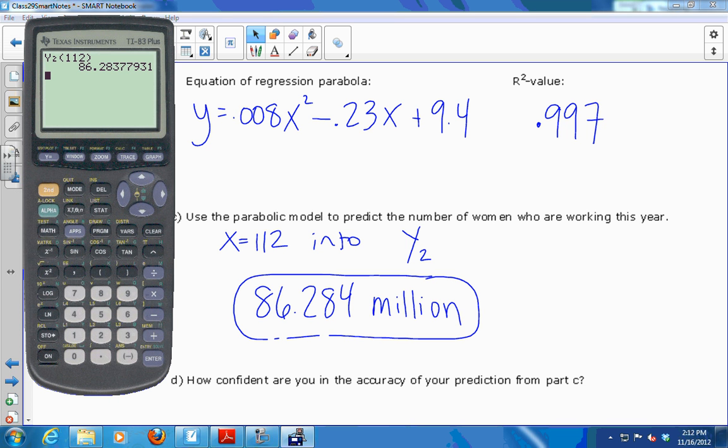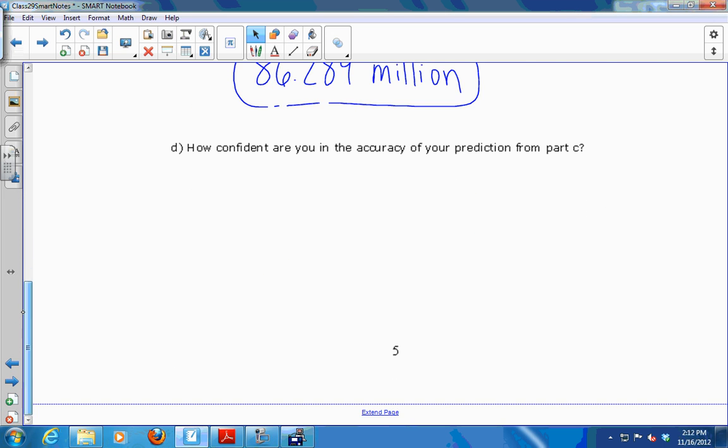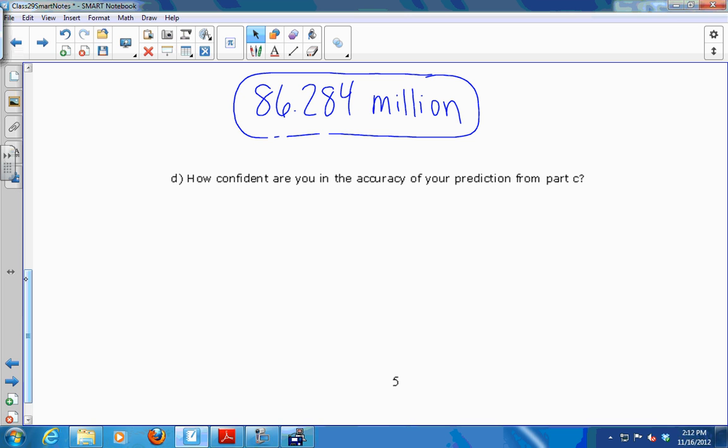68.799 is the last one. If we use the line to predict the number of women in the workforce in the year 2012, we would get 68.8 million, 18 million smaller than the parabola predicts. So how confident are we in this prediction?